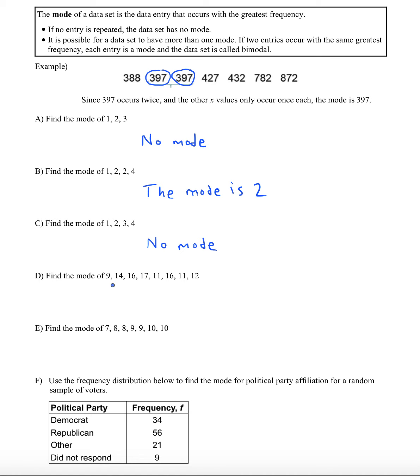How about the numbers 9, 14, 16, 17, 11, 16, 11, and 12? Well, if you look closely, you'll see that there are two 16s. We also have two 11s. So this is actually going to be an example of what's called bimodal. And 11 and 16 are both the mode.